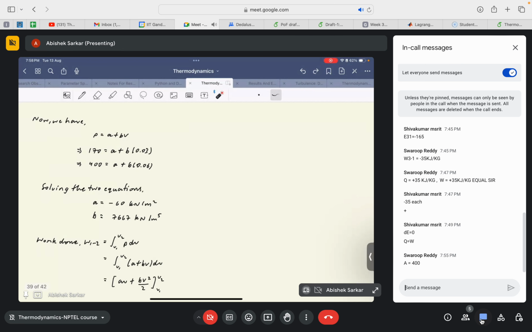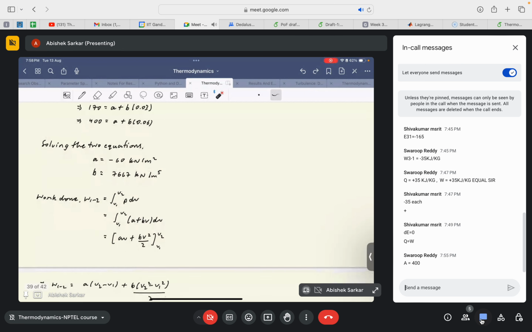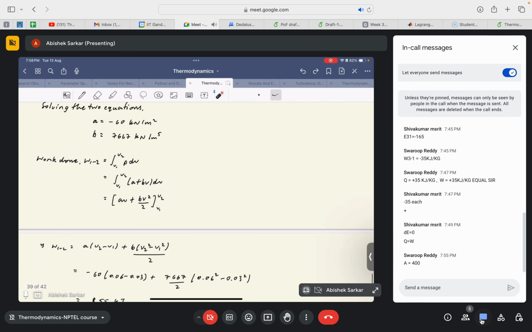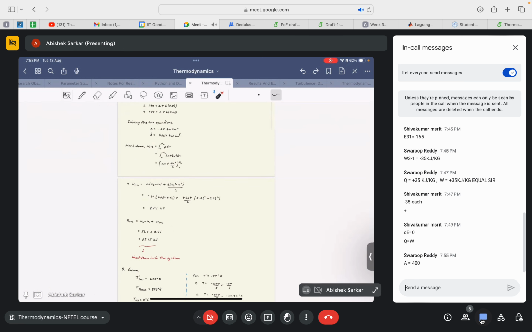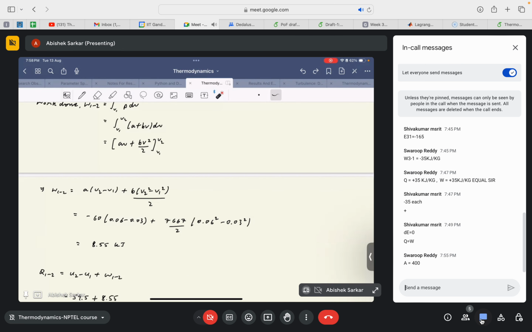Okay. Once you substitute the value of A and B in this relation, we have work done is equal to the integral from V1 to V2 of P dV. So P is A plus BV. If you do the integration, we will get AV plus BV square by 2 from V1 to V2. If you substitute the value of V1 and V2 in this equation, we'll get that W1 to 2 is A (V2 minus V1) plus B (V2 square minus V1 square) by 2. Just substitute the value of A, B and V2 and V1, we'll get that W1 to 2 is 8.55 kilojoules.